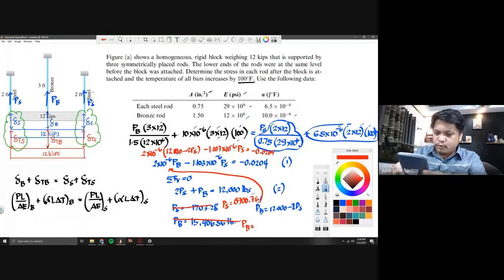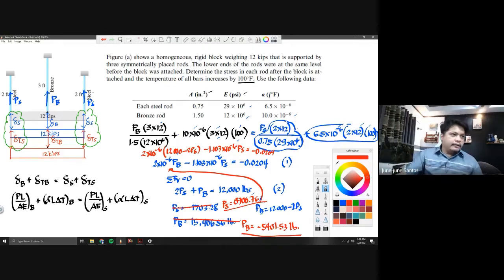12,000 minus 2 of PS. So, you will be having here negative 5,401.53. Okay? So, you are in pounds. Now, since you have that, the most negative one, the bronze, it means it is a compressive force. Okay? So, what happened is, this is the 12 kips. The two are pulling. Okay?